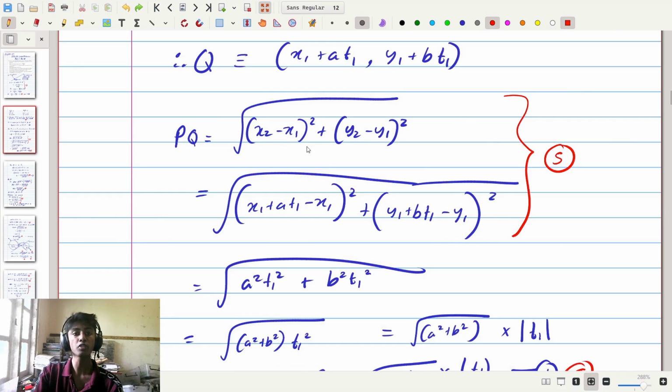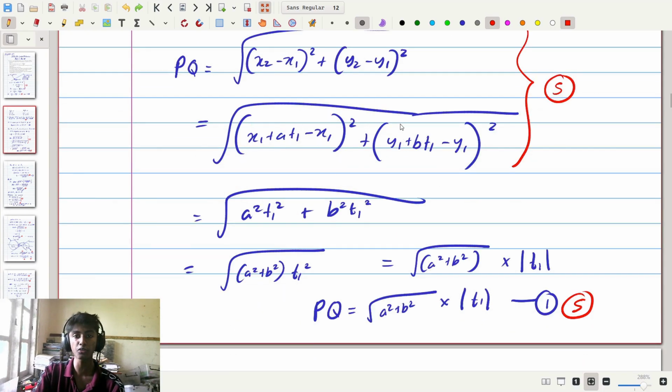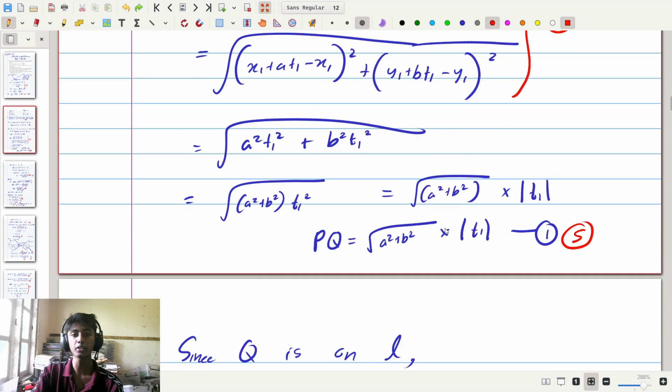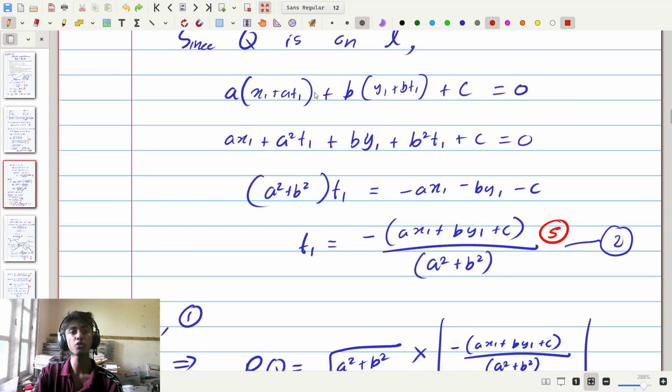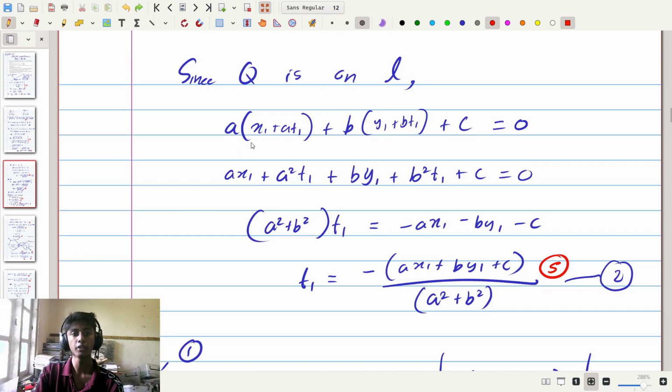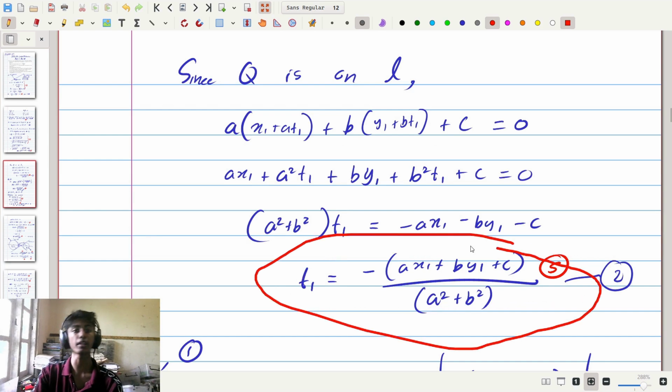After that, when you simplify down, cancel this x1 and this x1, this y1 and this y1 to get to this point and say the perpendicular distance PQ is equal to the square root of a squared plus b squared times the modulus of t1, you get 5 marks. Now after that, when you then use the fact that Q is on L to derive this equation, simplify it down to find the value of t1 like so, getting to this point gets you another 5 marks.